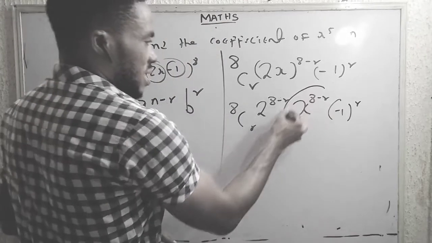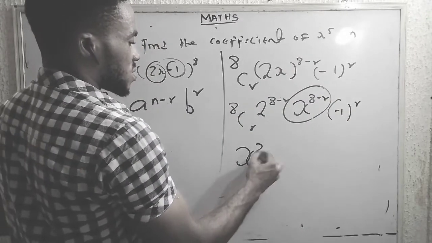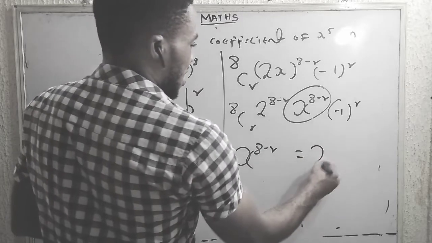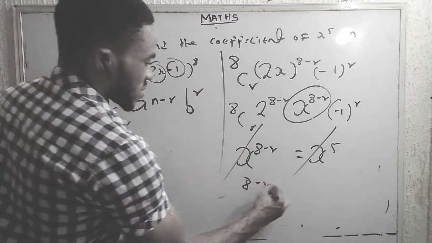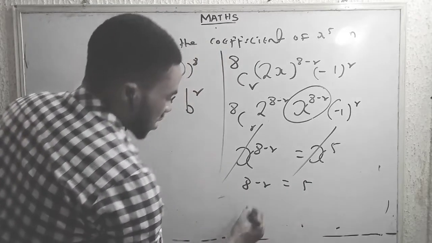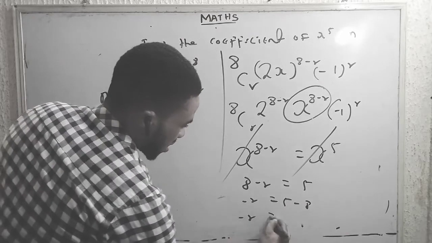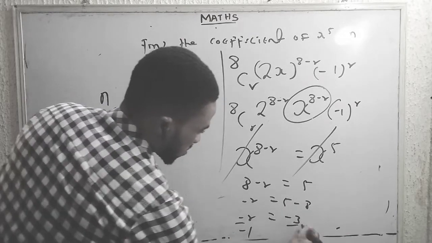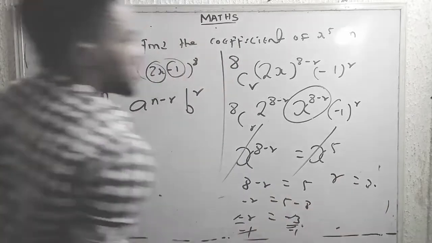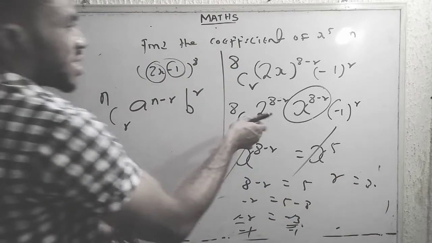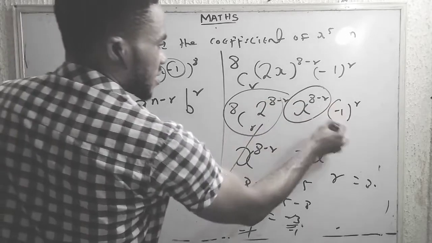Now, this is the only one that has x here. So carry this, equate to this. I'll have x raised to the power 8 minus r equals x raised to the power 5. This will cancel this. I have 8 minus r equals 5. So I have minus r equals 5 minus 8. Then both are minus 1, this cancels this. So r equals 3. So the coefficient I'm looking for is just these people without the x.